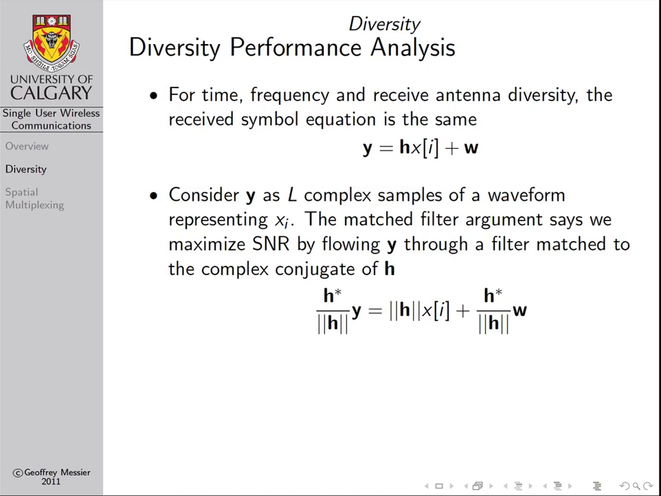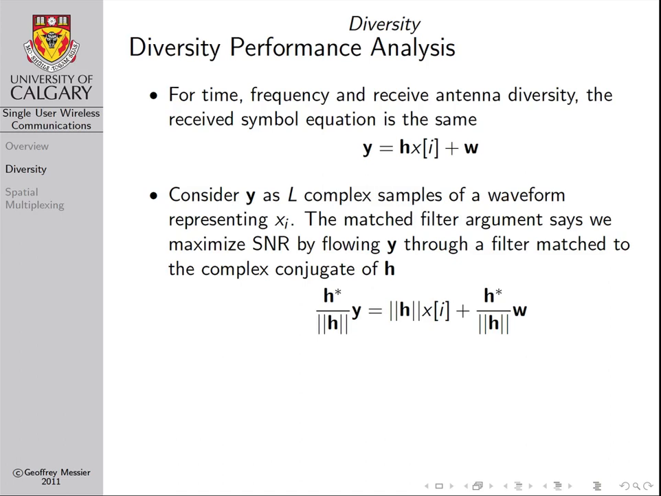One simple form of diversity combining, and this is what's known as selection diversity, is to just look at all of the samples and select the one with the maximum amount of energy. So in every symbol interval, just pick the biggest one. That's not a bad strategy, and it certainly does improve system performance, but it's not optimal in the sense of maximizing the signal to noise ratio at the output of our receiver.